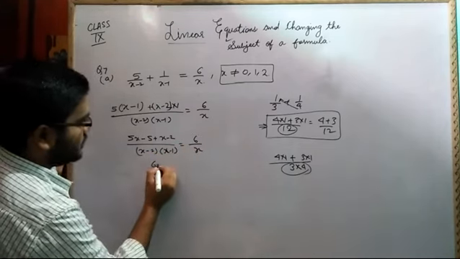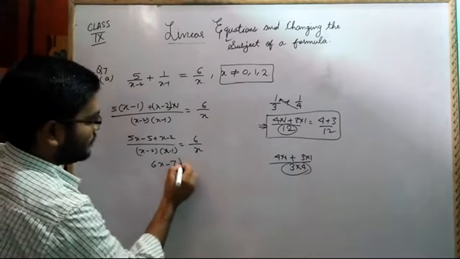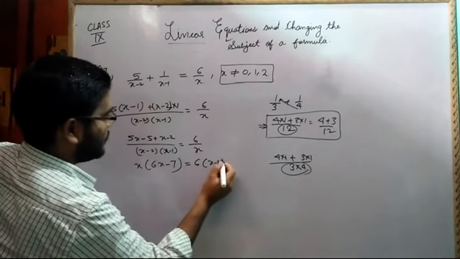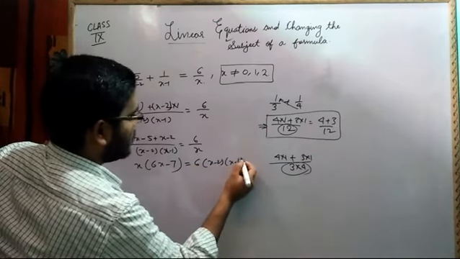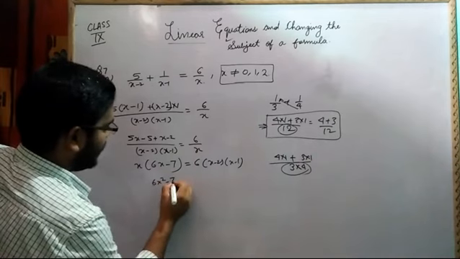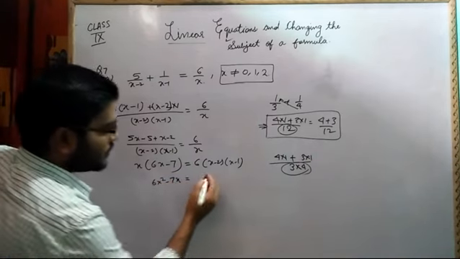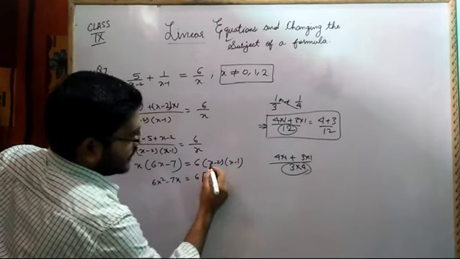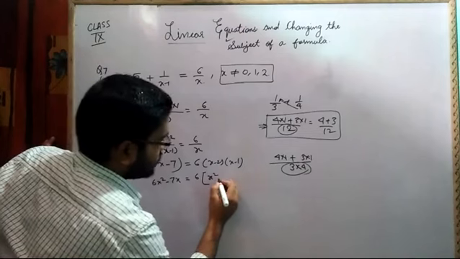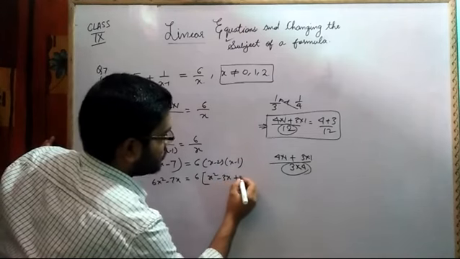5x plus x, 6x minus 7. Then multiplication also sidewise, I am doing cross multiplication. x minus 2 into x minus 1. Now you see 6 into x, 6x square minus 7x is equal to, here 6 you will keep as it is, x square. Then we are having minus x, minus 2x, minus 3x, then plus 2.